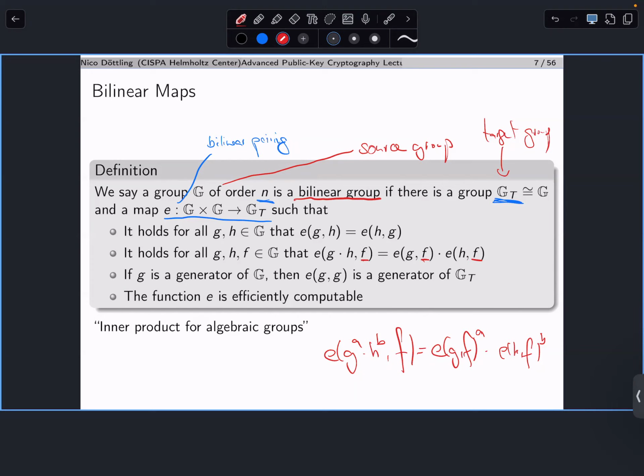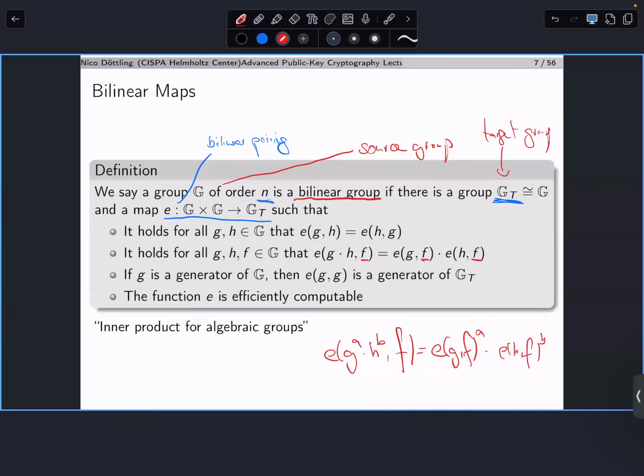How would we do it? So why are bilinear maps not something magic without this last requirement? Obviously we have to do something not efficiently computable. What would that be? What is GT? I'm just giving you a group G. What is GT? Okay, proposal: GT is the same as G.